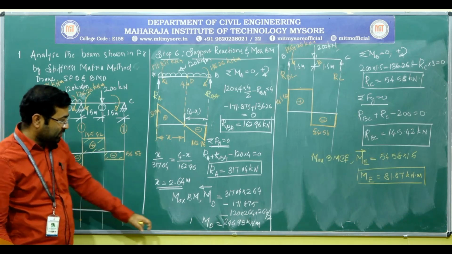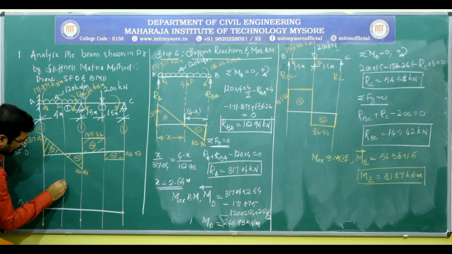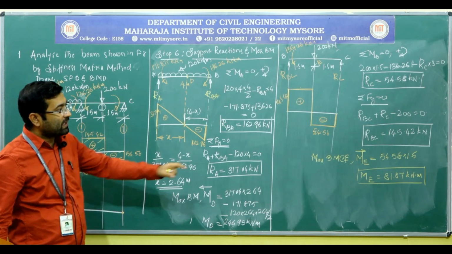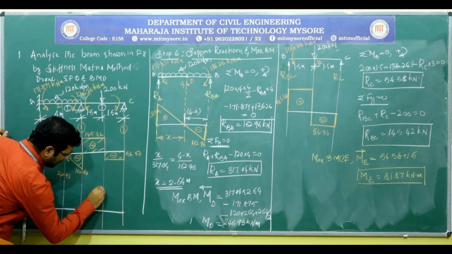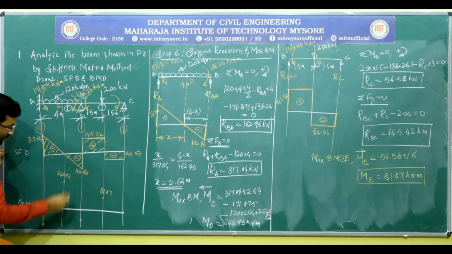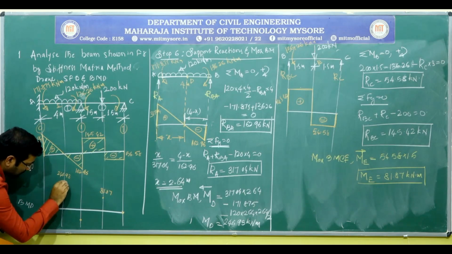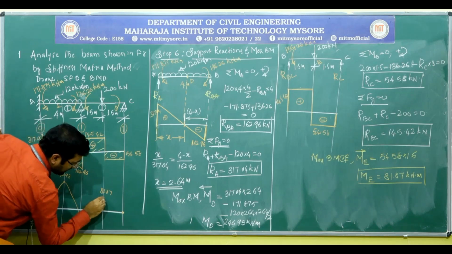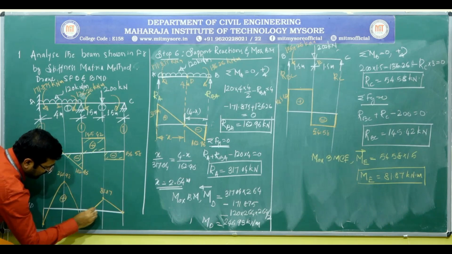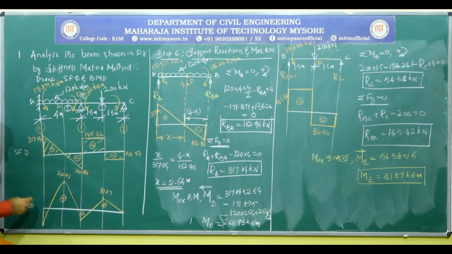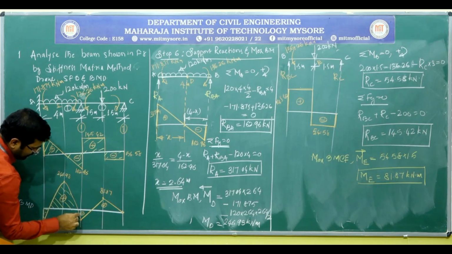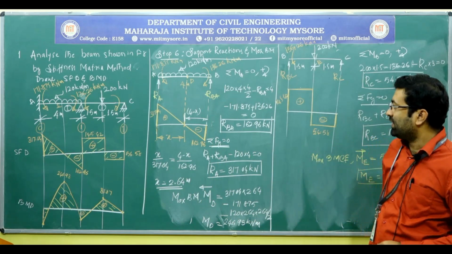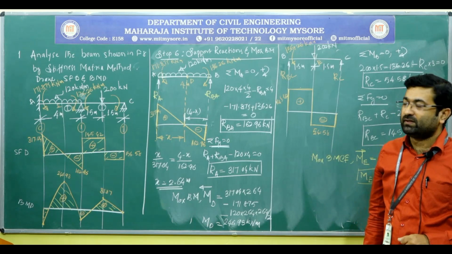At D point we have a positive bending moment of 246.93. So I will mention that here, 246.93, and at point E we have 81.87. Because of the UDL, the variation in the bending moment diagram will be parabolic in nature. Because of the concentrated load, the variation will be linear. So this is a positive bending moment, negative bending moment, positive bending moment, this is negative. Right. So this is how we need to draw the shear force and bending moment diagrams with the help of the stiffness matrix method.